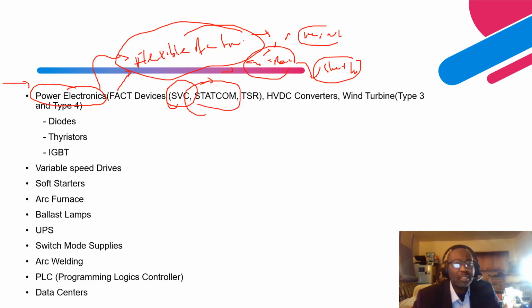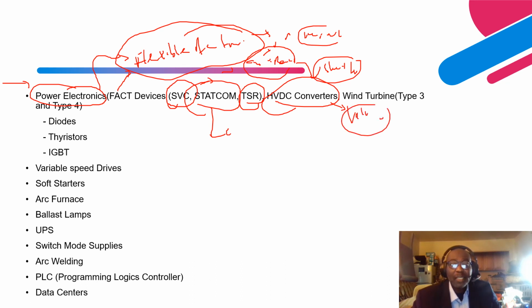Next is STATCOM, static synchronous compensators. They are quite similar to SVC, but have a lot more power electronics in them. Next are thyristor switched reactors. Next are high voltage DC converters. These DC converters have a lot of power electronics. Actually, because there are so many, they call them valves.